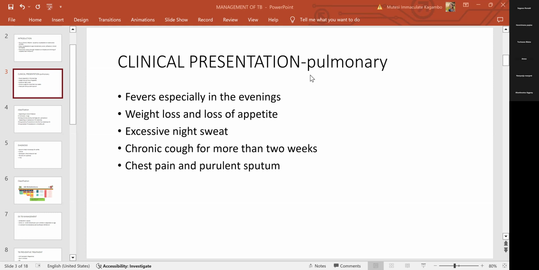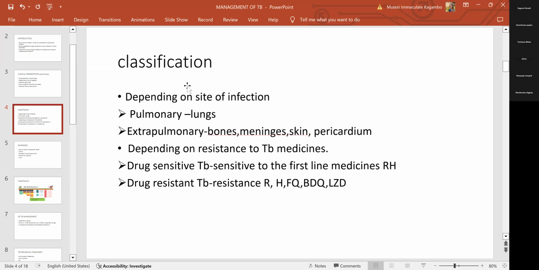Okay. All right. So classification of TB infection, there are many ways to categorize or classify, but I've chosen the two most important classifications for our setting, depending on the anatomical site which is affected.